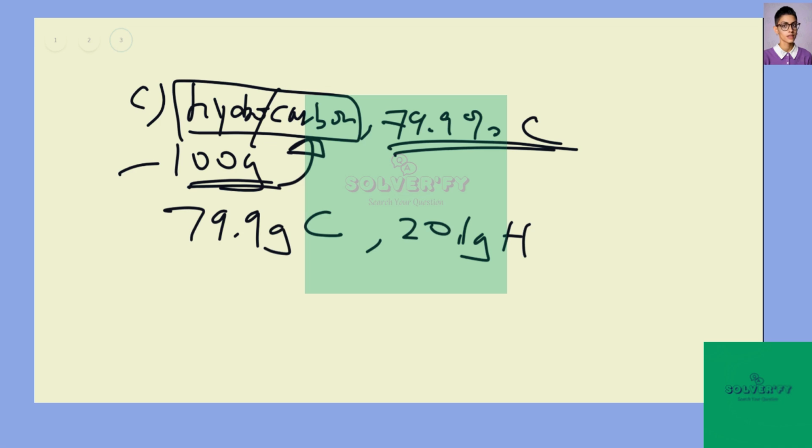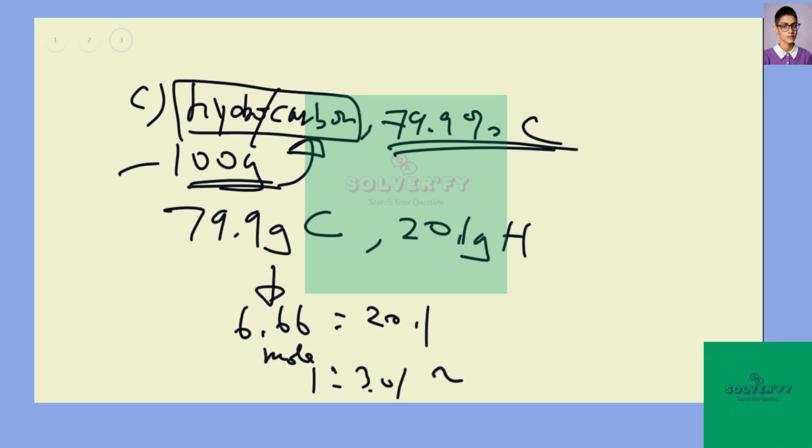Okay, so again, we are going to convert that to number of moles. So we have 79.9 divided by 12, which is roughly 6.66 moles. And then for the number of moles of hydrogen, we have 20.1 divided by 1, so we have around 20.1. Okay, so we are going to divide the whole thing by the smallest number to get the simplest ratio. So we roughly have 1 to 3.01, or around 1 to 3, for the simplest ratio. So that's why we have CH3 as the empirical formula.